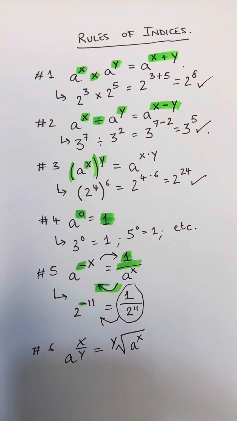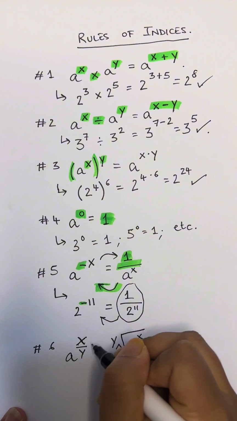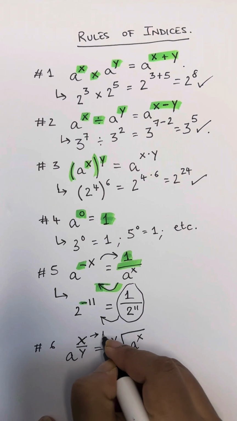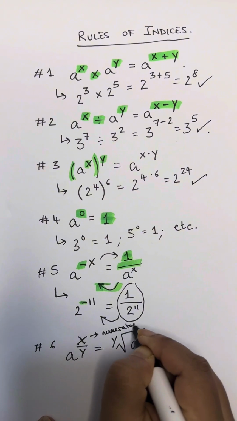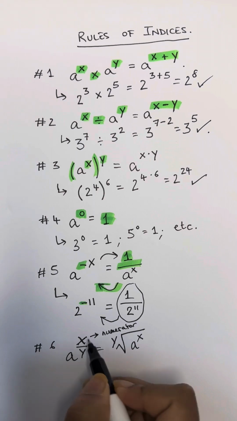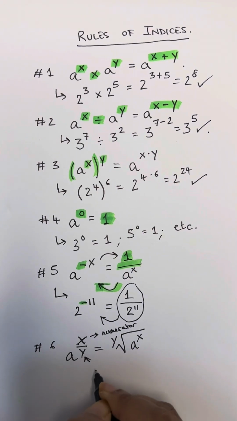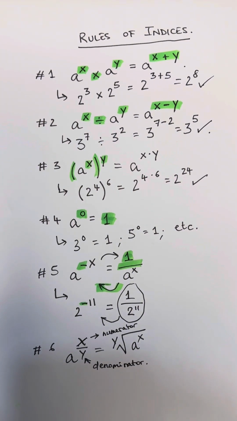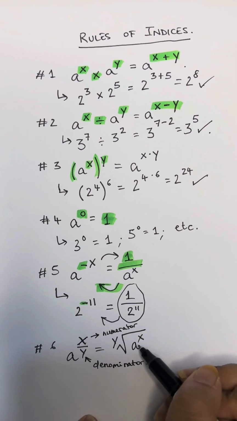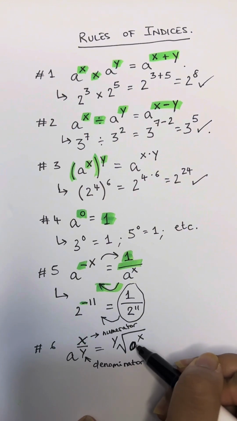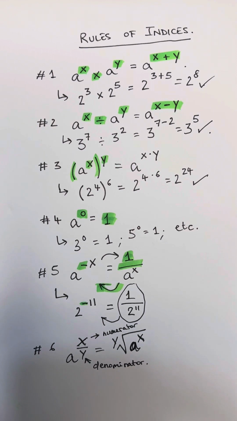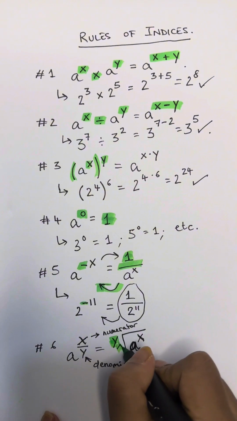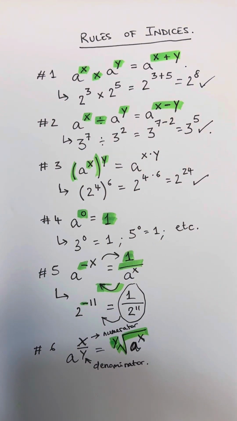So in maths, this x is known as the numerator. The top number of a fraction is called the numerator and the bottom number is called the denominator. So what happens is that the numerator goes inside the root with the a, and the denominator is outside with the root. All right?